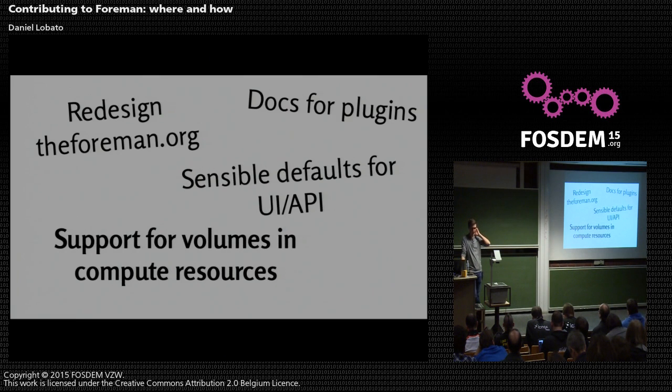Volumes and compute resources, that's a big one in my opinion. We have EC2 users who want to get block device mapping, but they don't have it because we haven't worked much in that regard yet. I've started to work a little bit on it. Same for OpenStack. They want to get block device mapping, libvirt volumes, that we have support for them. We can create virtual machines with volumes, but not with pre-provisioned volumes.